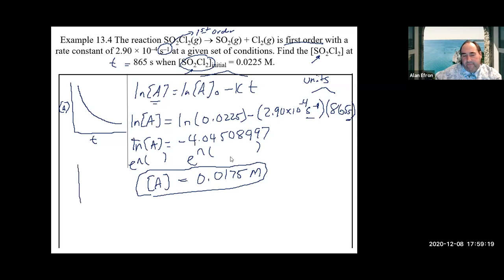And most often, though, if you did the first order graph, you would do the natural log of A here, which again, A would be this one, versus time. And that should yield you a fairly linear relationship in this experiment.